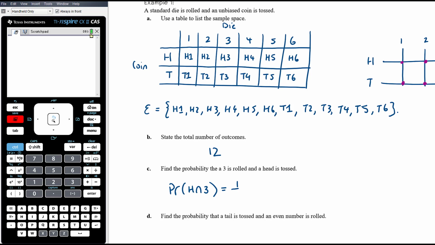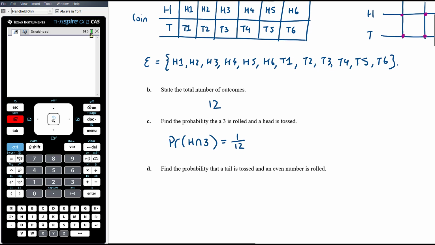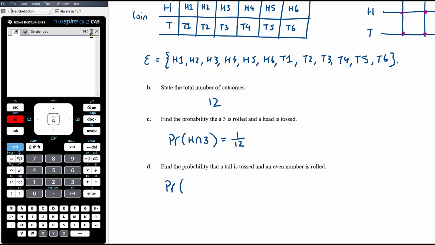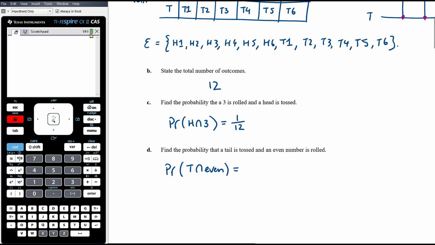There is one of those outcomes out of 12. Find the probability that a tail is tossed and an even number is rolled. So a tail and an even. Okay, so there are 3 outcomes out of 12 that are tails and even numbers, so that's a quarter.